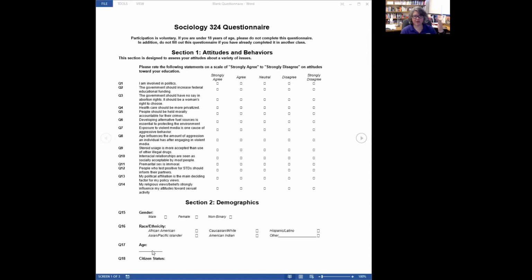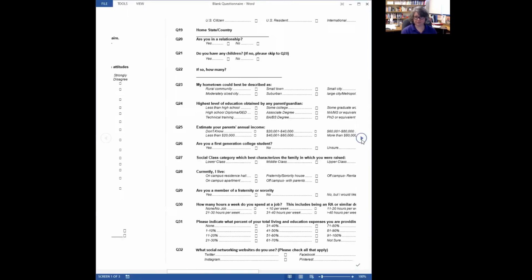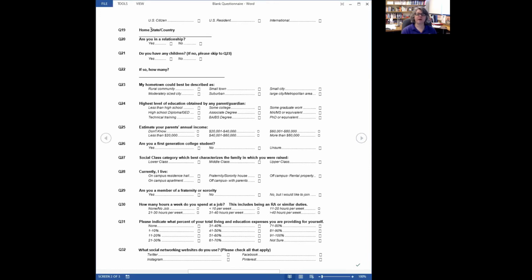So think about that, because when you're doing the data entry part of it, it's important to think about how that question would be answered on the survey. So here we have home state or country. That would also be something that you would fill out. You would write in the answer. Do you have any children? Yes, no, and then the next question, if so, how many? Notice that if you don't have children, it says to skip to question 23. So you would skip question 22 and go on to 23. That'll be important again in a minute, so that's why I'm pointing that out.